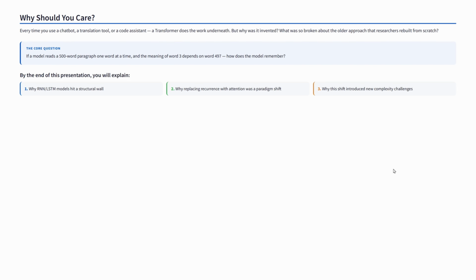By the end of this video, you'll be able to explain three things clearly. First, why RNN and LSTM type models hit a structural wall. Second, why replacing recurrence with attention was genuinely a paradigm shift. And third, why that shift created brand new complexity challenges that researchers are still solving today. And don't worry about the maths. We'll build every single idea from analogy and intuition first. Equations only show up after you already understand what they mean.